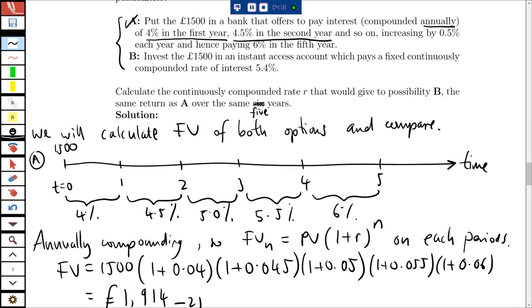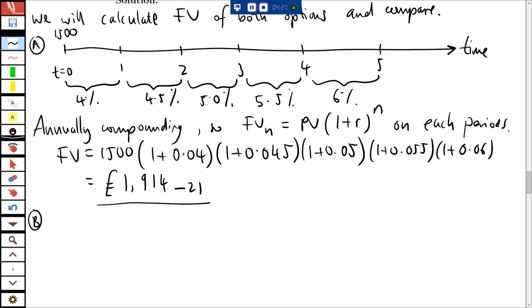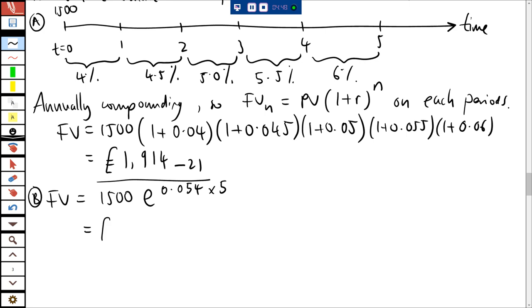How about choice B? So interest is continuously compounded at 5.4%. Well, we're just going to use the equation. The future value is the present value, e to the power of the interest rate written as a decimal, times n, where n is the number of years, which is 5. We should get something similar. It's not the same, but something similar. Put that into the calculator. We get 1,964 and 95 pence.